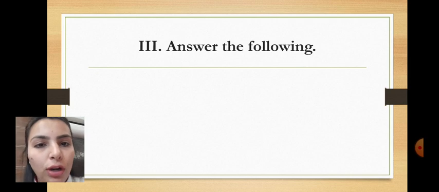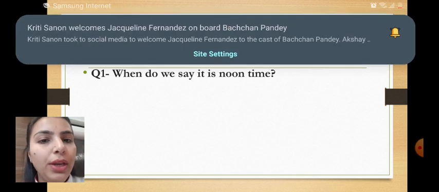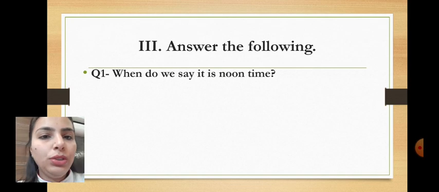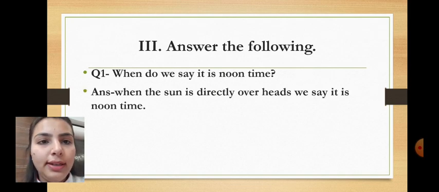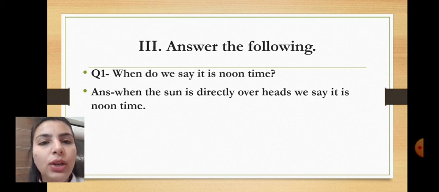Answer the following. Question number third, answer the following. So the first question is, when do we say it is noon time? Answer is, when the sun is directly overhead, we say it is noon time.